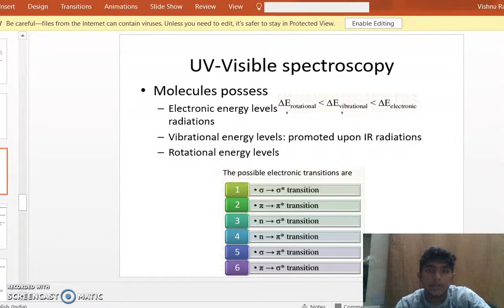Hi friends, today we are going to talk about UV visible spectrometry or spectroscopy. That's one of the most important spectroscopy these days. So UV visible spectroscopy is an absorption spectroscopy or reflectance spectroscopy in the ultraviolet visible region.